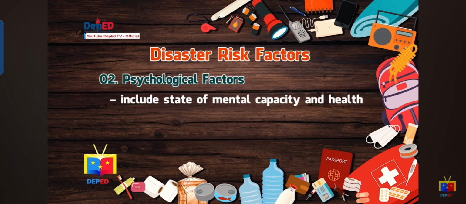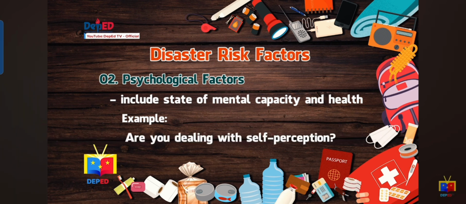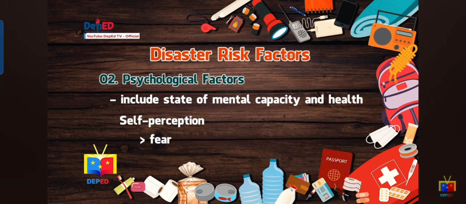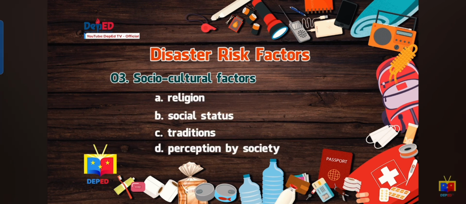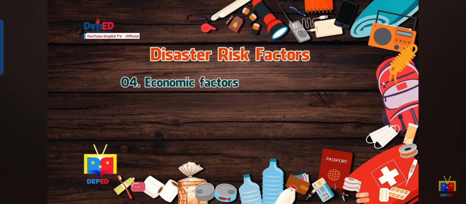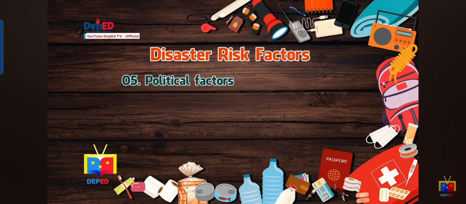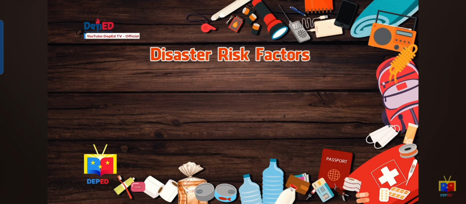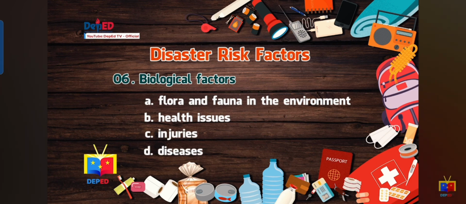Psychological factors include state of mental capacity and health. For example, are we dealing with babies, kids, adults, people with special needs? And perception of self. For example, self-assessment of capability to respond to disaster, or fear. Sociocultural factors include religion, social status, traditions, perception by society. Economic factors include assets and liabilities, income, social and economic class. Political factors include government structure, diplomatic issues, the local government units. Biological factors include flora and fauna in the environment, health issues, injuries, and diseases.